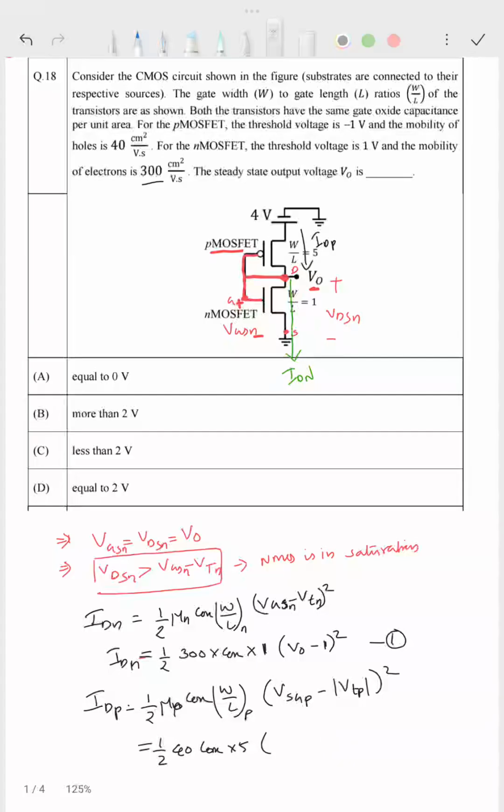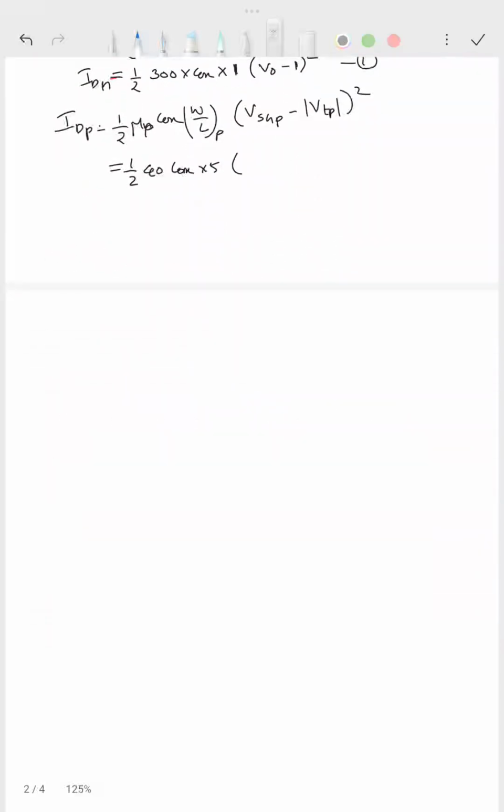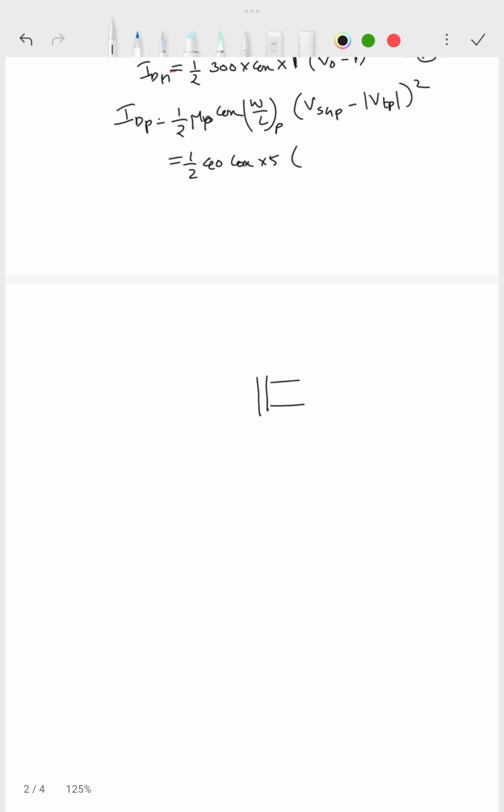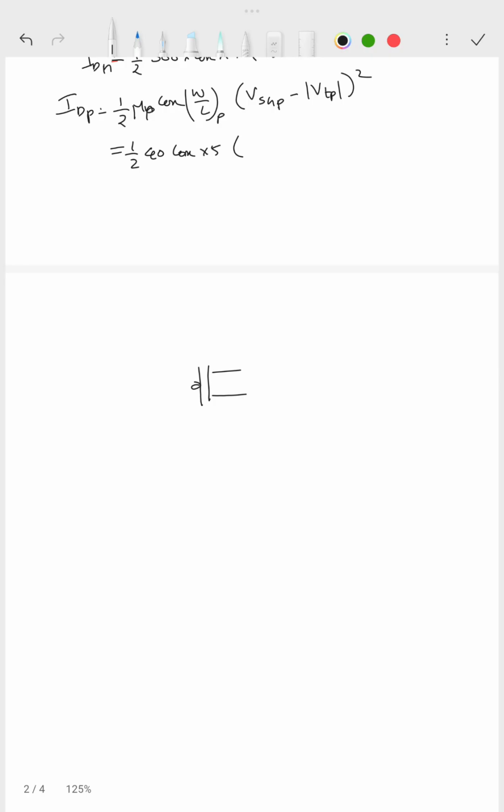From this circuit, if I draw the same circuit here, it is applied as 4 volt, and this is connected to V out, and below I have the PMOS. So it will be like this.